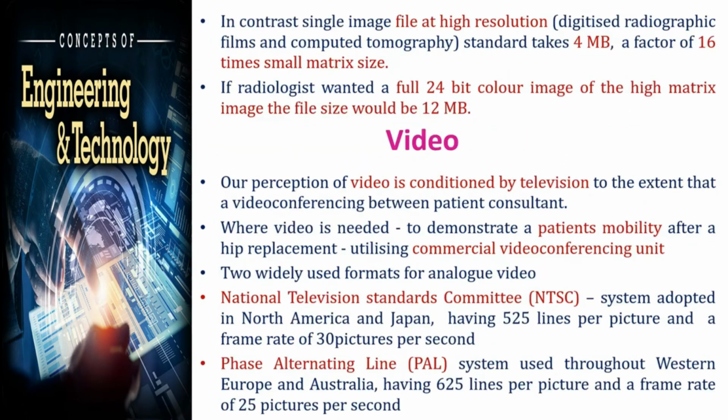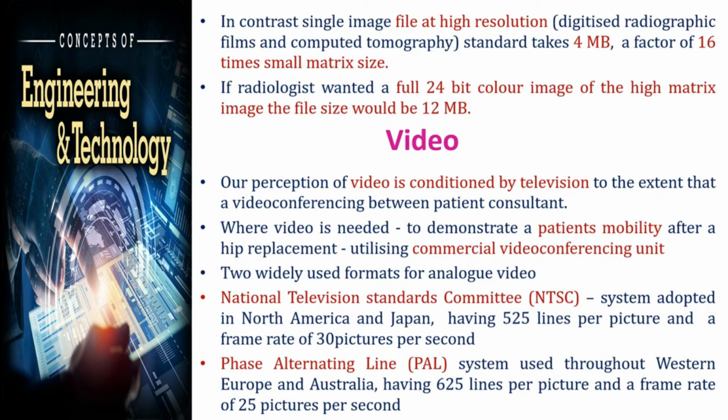When you look at files at high resolutions, like CT and MRI files and all those things, you'll be getting 4 MB files. This is almost a factor of 16 times the small matrix size. So these are the high resolution files we will be getting, and the radiologist always wants to have higher resolutions around this.